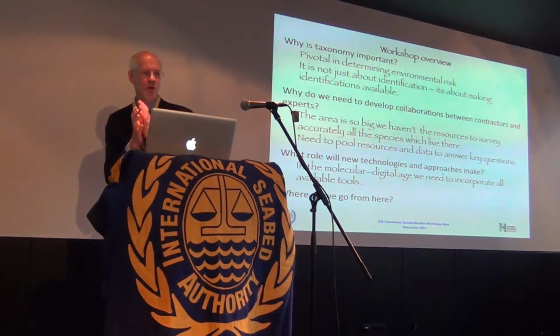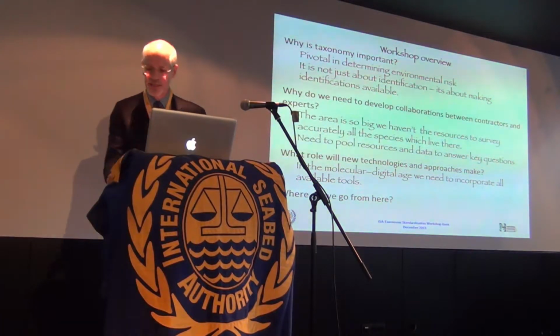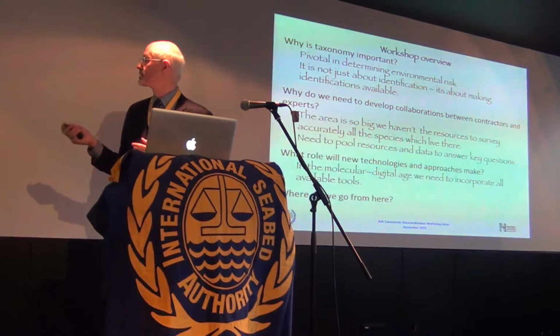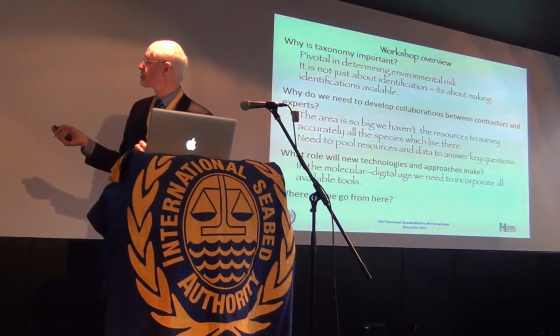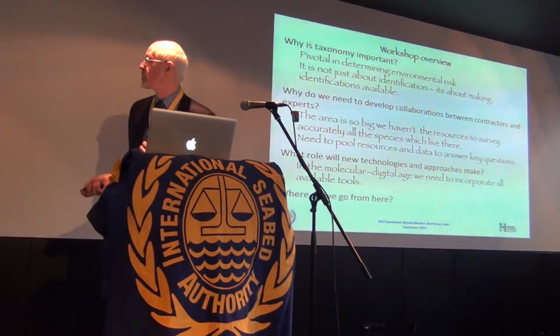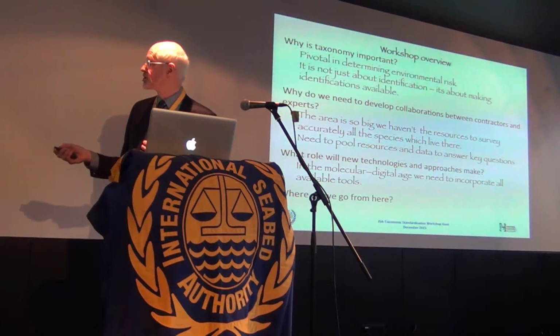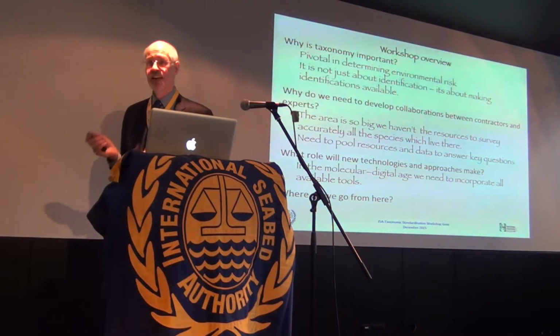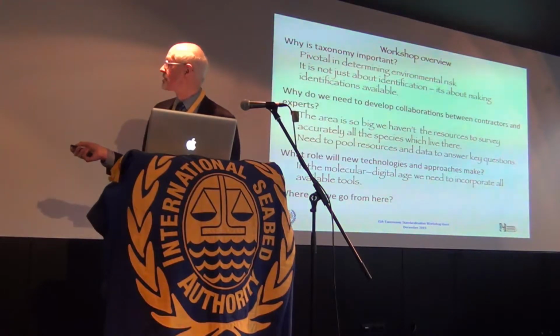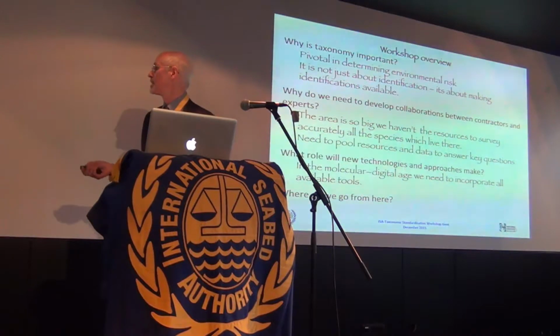So in terms of this workshop, what I hope we get out of this is, why is taxonomy important? I think it's pivotal, my personal view, in determining environmental risk. But it's not just about identification, it's about making identifications available. Why do we need to develop these collaborations? Because the area is so big. What role will new technologies play?